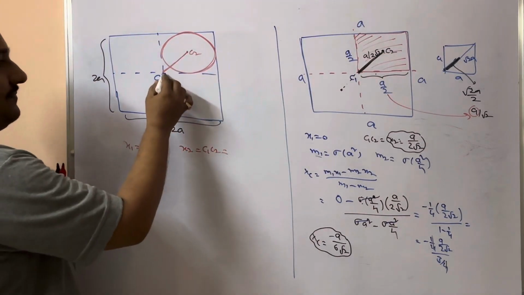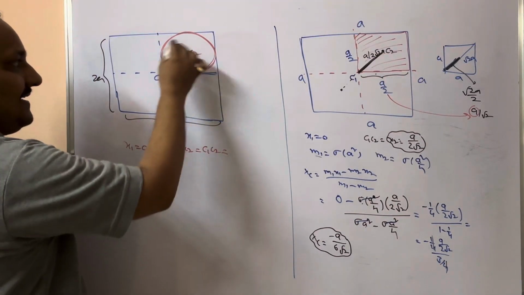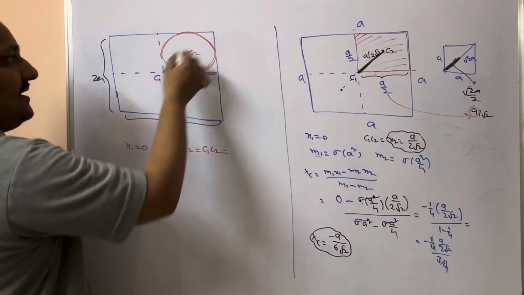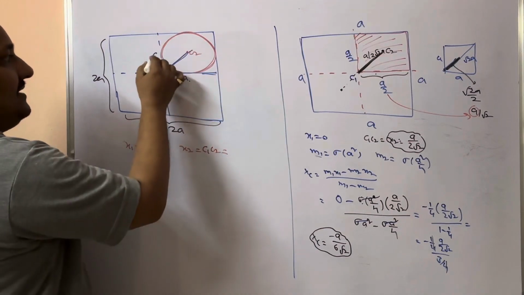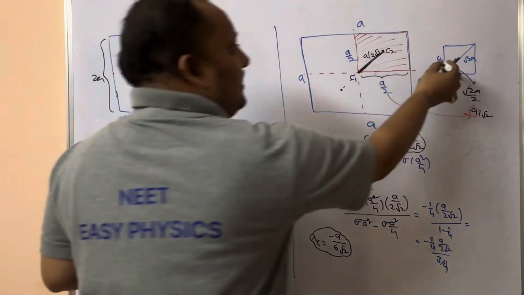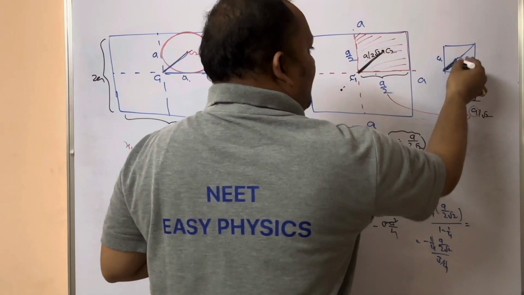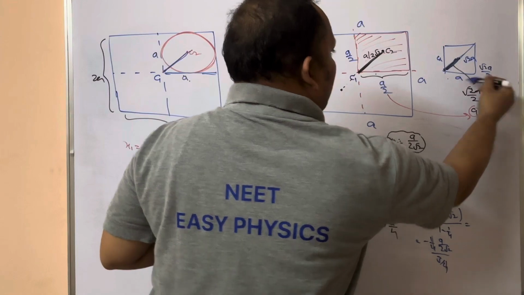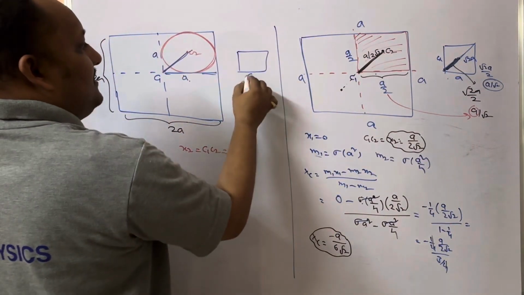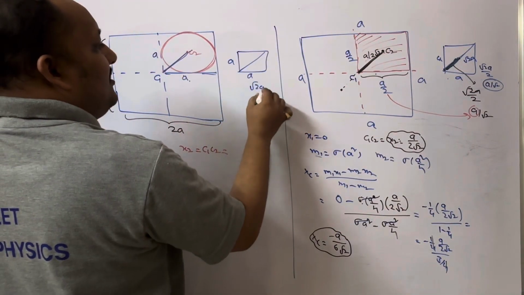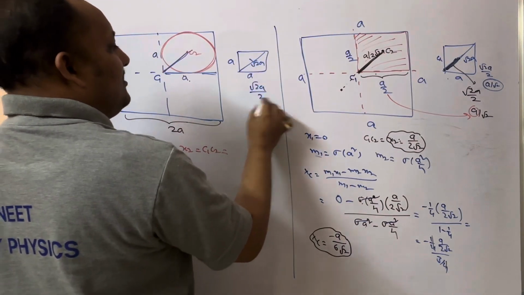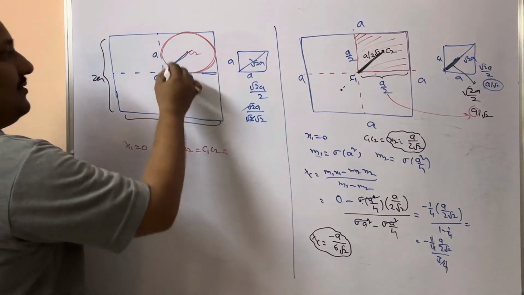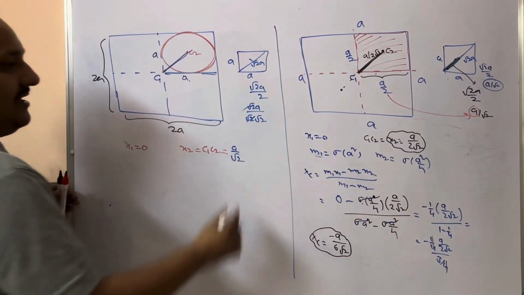Even though this is a circle, this distance C1, C2 is going to be the square portion distance. That is nothing but half the diagonal. This is a, this is a, so the diagonal is root 2a. Half of this diagonal is root 2a by 2, that is going to be a by root 2. So C1, C2 is going to be a by root 2.